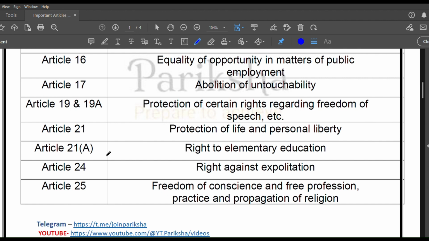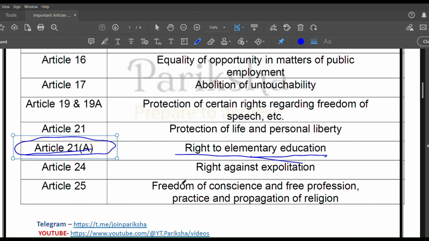Article 21 talks about protection of life and personal liberty. And Article 21A is the right to education. It has been asked many times, so remember this article. Right to elementary education, or right to education, comes under Article 21A.